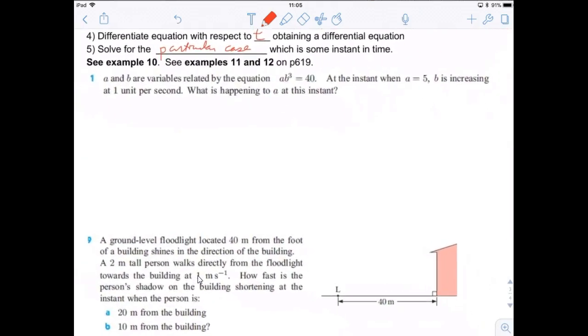Okay, a and b are variables related by the equation ab cubed equals 40.